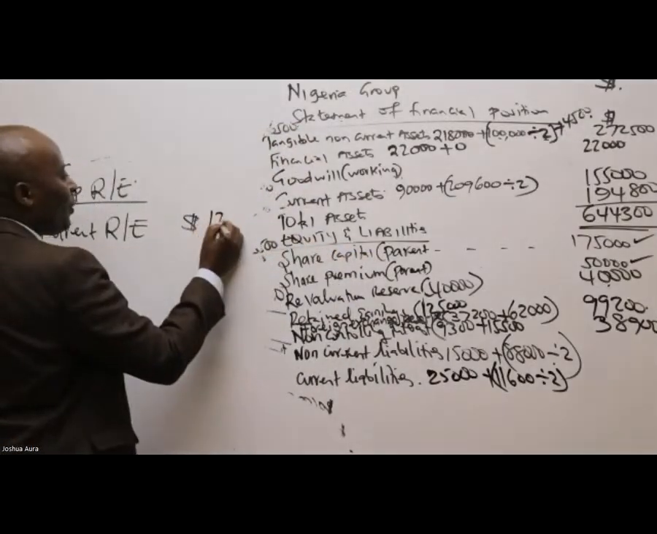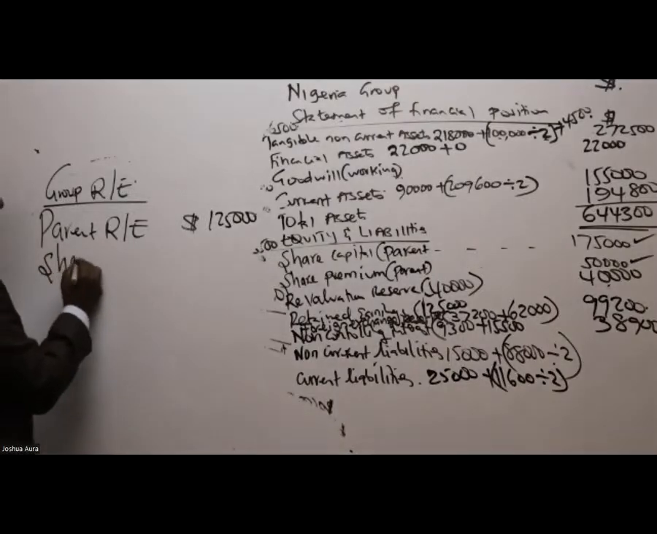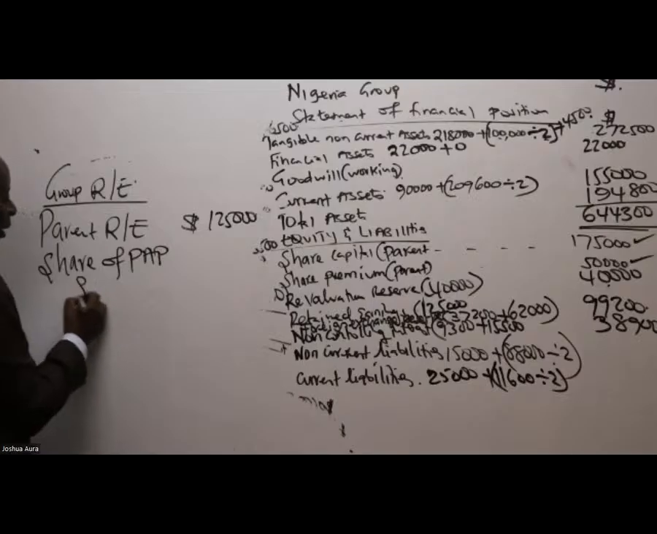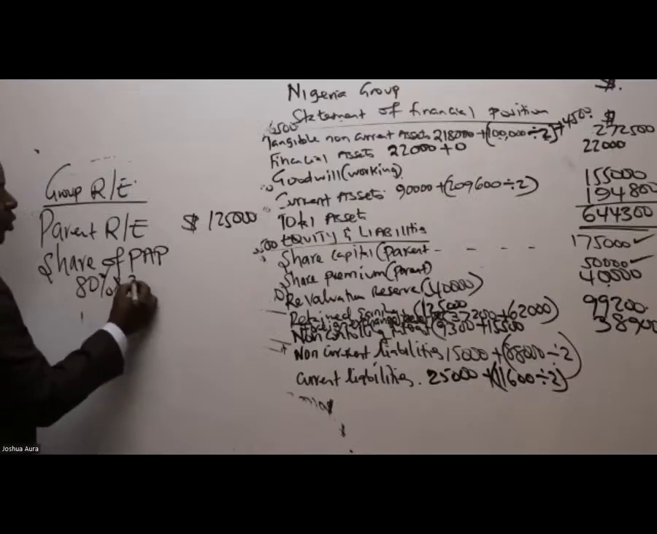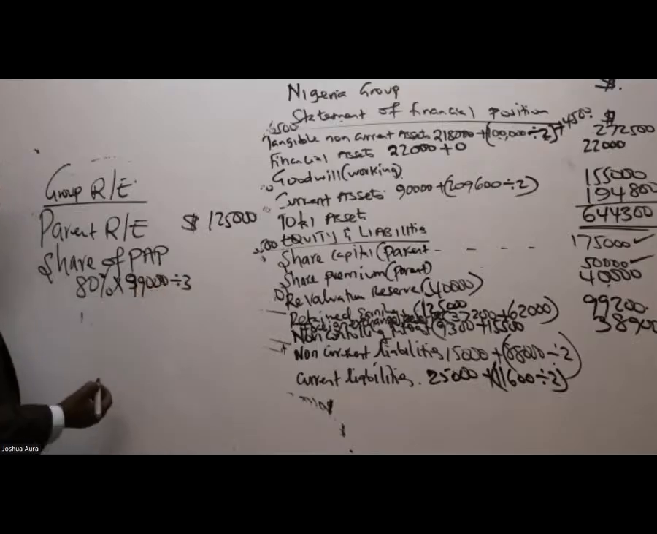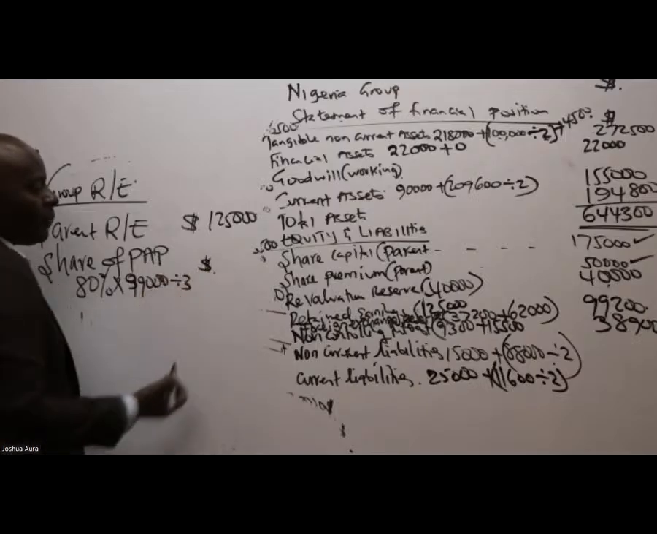So remember here we can only bring what here? The share of POP. Share of POP alone. So share of POP, it will be 80% of the 33 or 99,000, but divided by 3. So could you kindly give me this figure? Itakuja kuwa ngapi somebody?